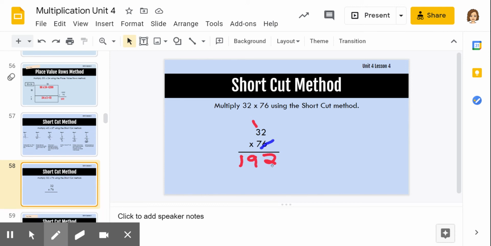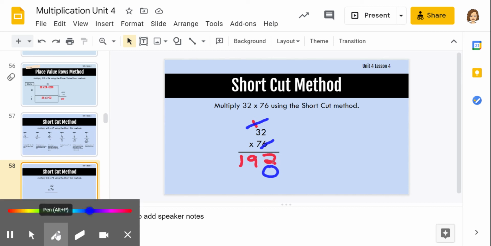Now what I like doing, once I'm done using the 6, I'm going to cross it off. I'm done with the ones place, so I'm going to put a 0 there. Okay, so that way it doesn't confuse you, because if you leave it there, it can get a little bit confusing. Okay, always put a 0 in the ones place when you're done with the ones, when you start your second row. Okay, so I'm going to change my color so it looks different to you guys.